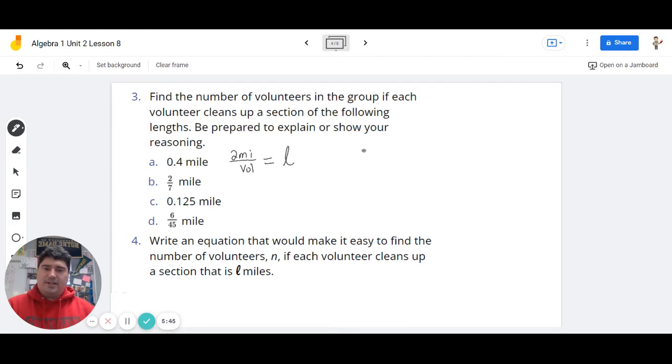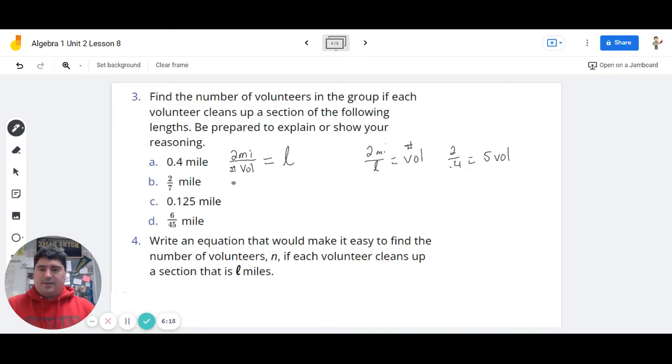So we're told what the length is. So we can instead say that 2 miles divided by the length gives us the number of volunteers. That's also true. So 2 divided by 0.4 gives us 5 volunteers.